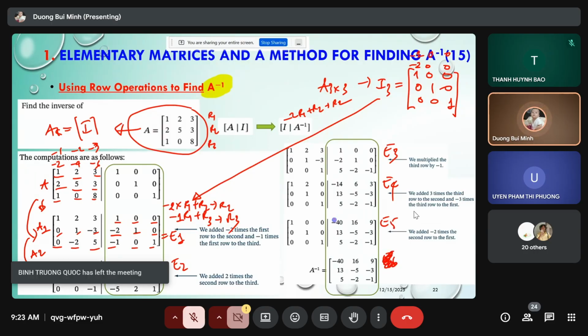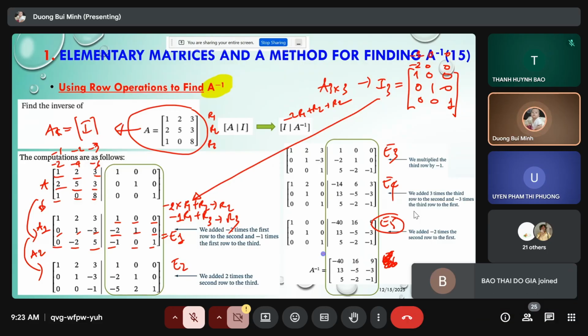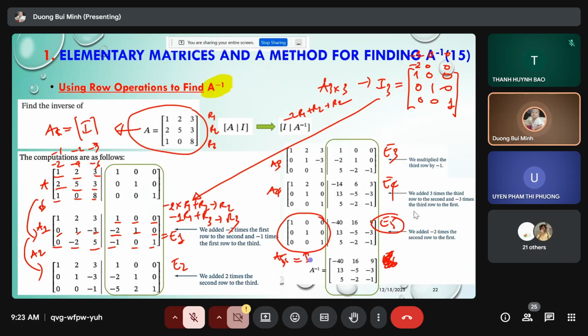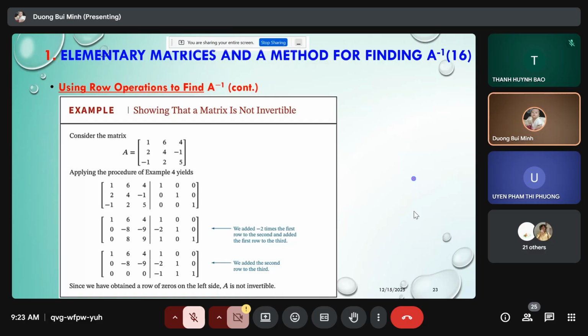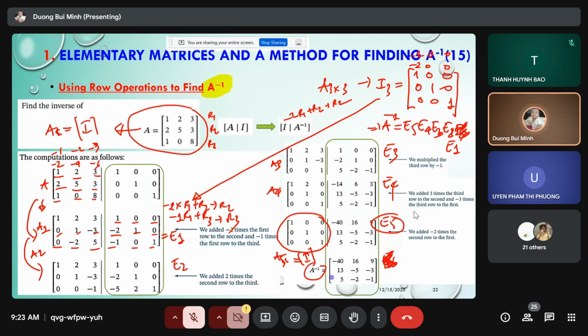After E5 we get AK, where this is A3, this is A4, this is A5. So A5 is the identity matrix. If we calculate the inverse of A, it is E5 times E4 times E3 times E2 times E1. So you get the inverse of A.